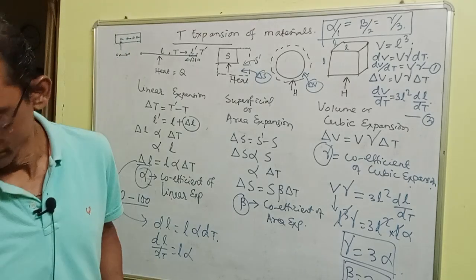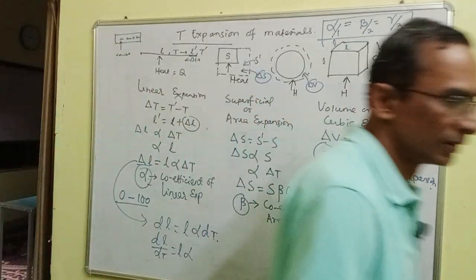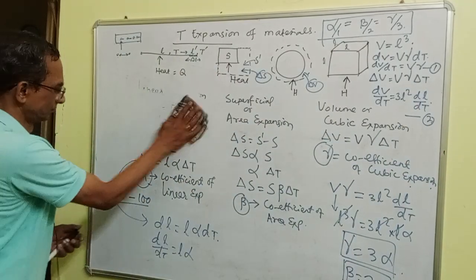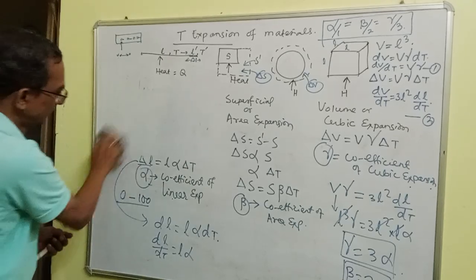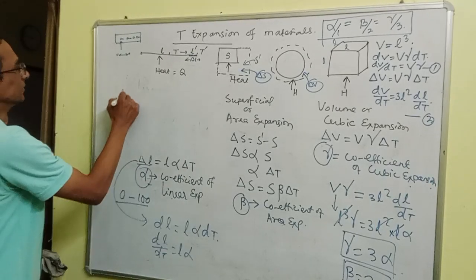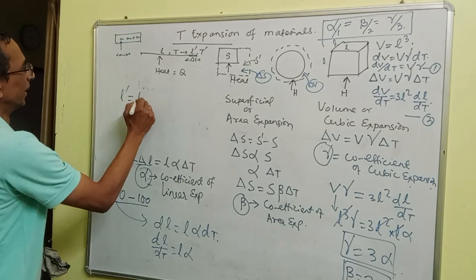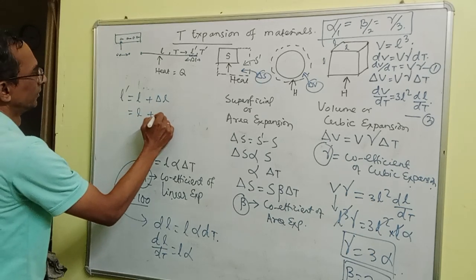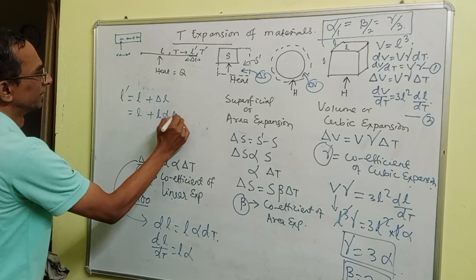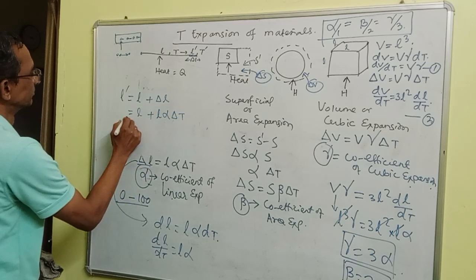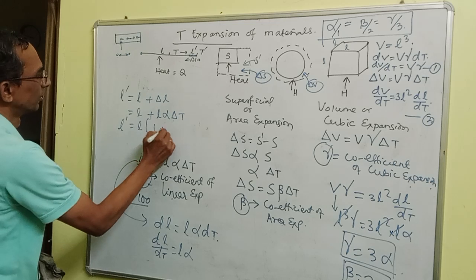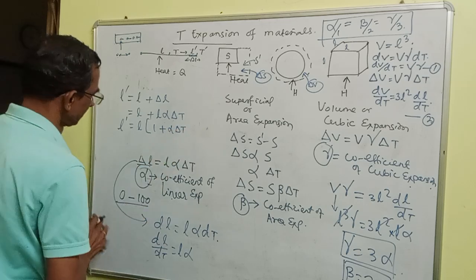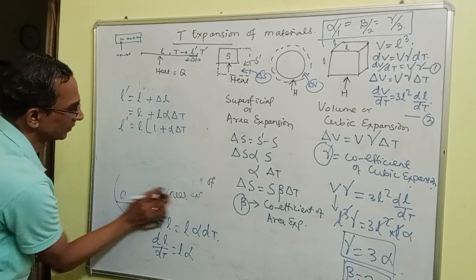Now we can write this. The final length is L plus delta L, or L plus L times alpha delta T. Hence, L dash becomes L times (1 plus alpha delta T).